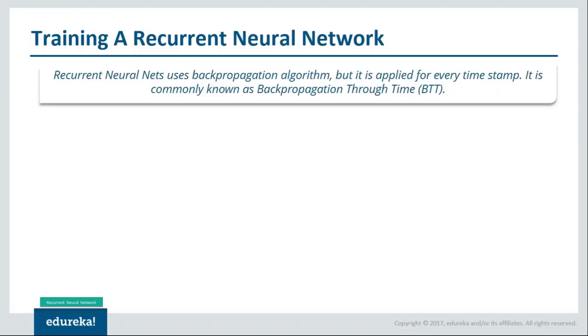A recurrent neural network uses the backpropagation algorithm for training. But backpropagation happens for every timestamp. That is why it is commonly called backpropagation through time. I've discussed backpropagation in detail in the artificial neural network tutorial, so you can go through that. Over here, I won't be discussing backpropagation in detail. I'll just give you a brief introduction of what it is.